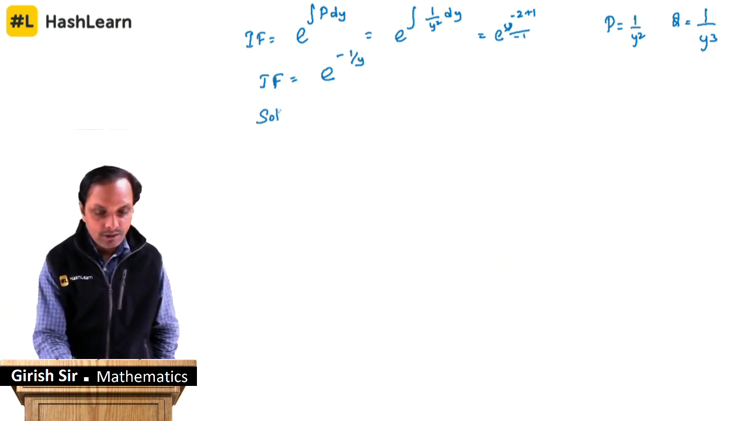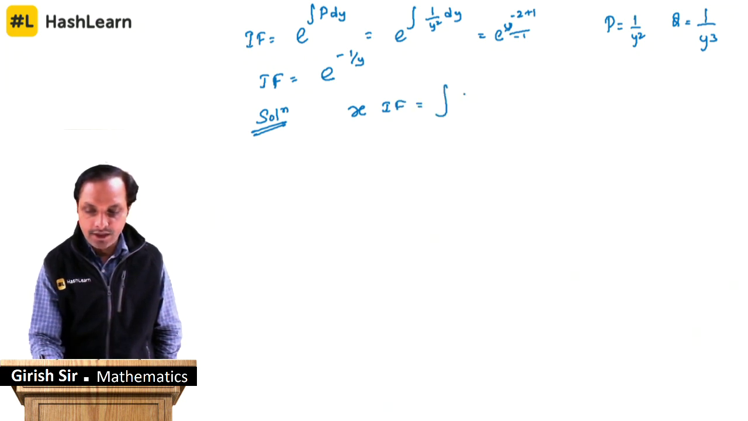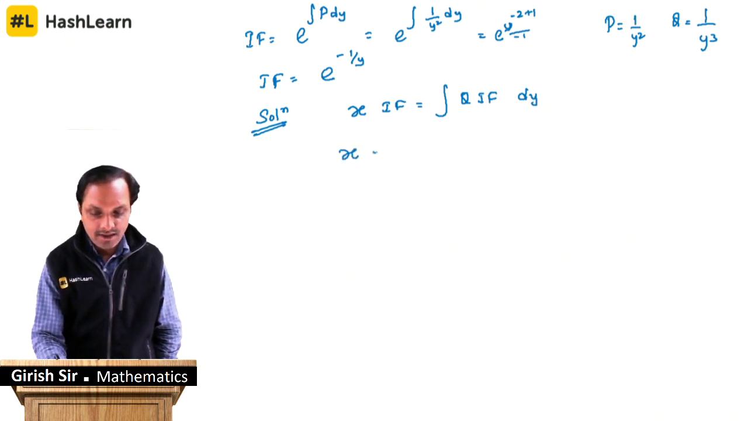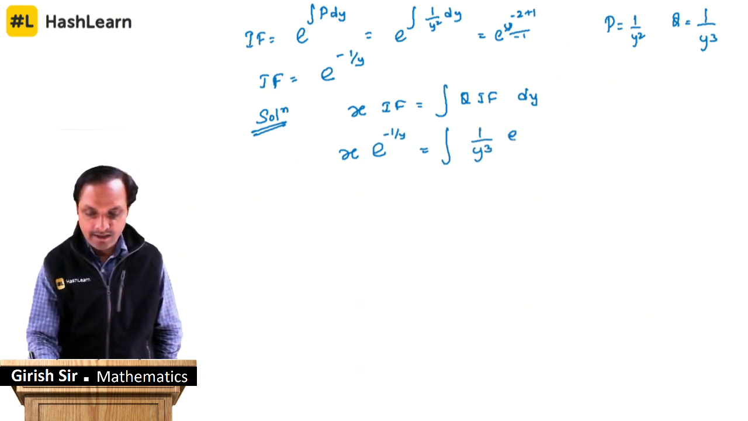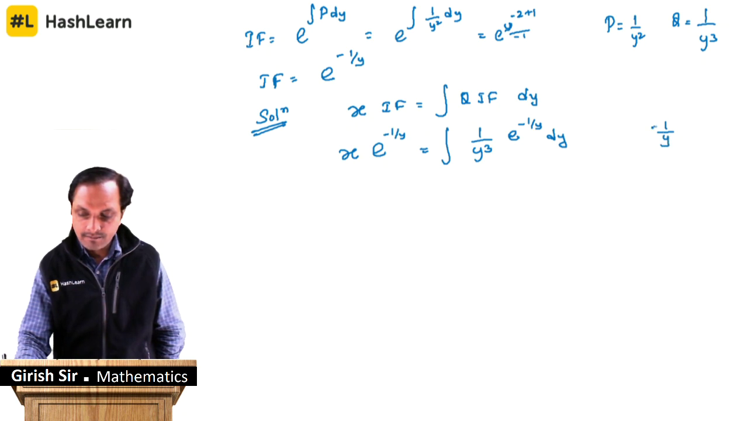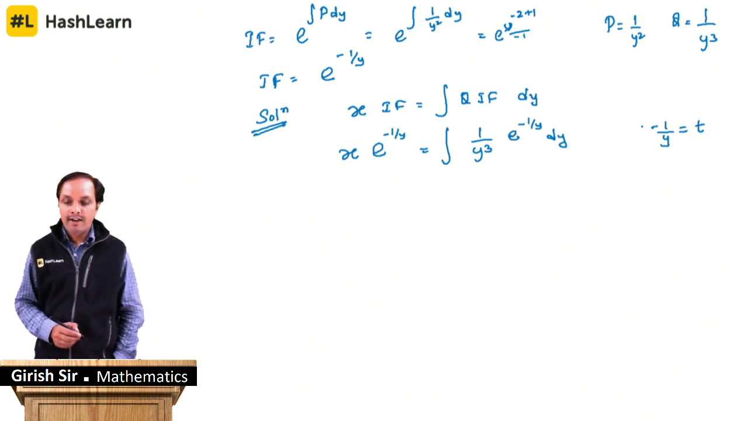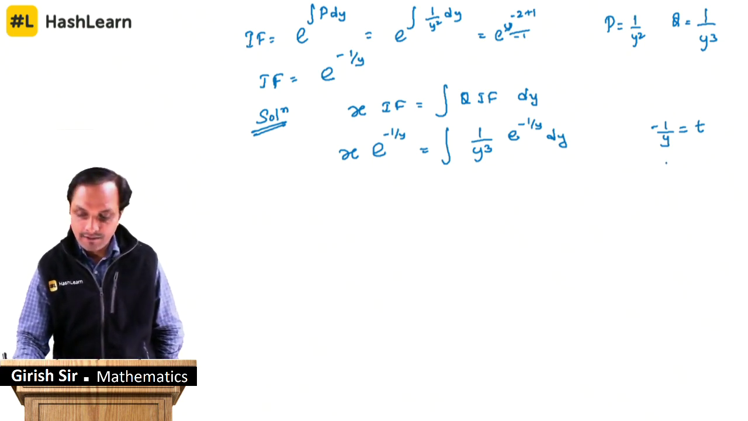After that, you know, the solution for linear differential equation is given by x into IF is equal to integration q into IF into dy लिखना है यहाँ पे. ये है हमारा x e to the power minus 1 by y as it is. q is 1 by y cube. Our integrating factor is e to the power minus 1 by y and dy. So how to integrate this part? Very simple. You put minus 1 by y is equal to t. Differentiation of 1 by y is minus 1 by y square. That will give you plus 1 by y square dy is equal to dt.